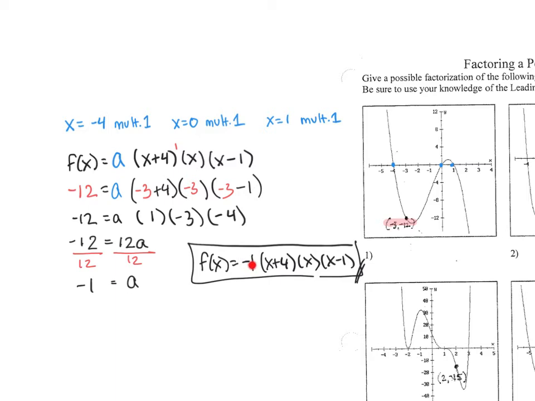Now, if you just wrote this as a negative as opposed to negative 1, that's okay. If you had your factors in different orders, that's okay, as long as you have all this information in there. So let's try one more. Let's take a look at the fourth problem here, the one just right below it.